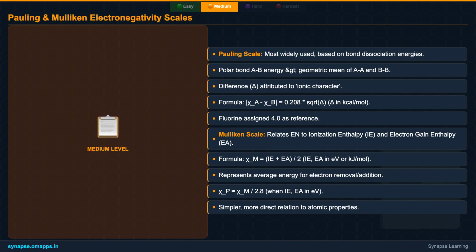Then, we have the Mulliken scale, which is simpler and more direct. Mulliken defined electronegativity as the average of an atom's ionization enthalpy and electron gain enthalpy. This makes intuitive sense. A high IE means it's hard to lose electrons, and a high EA means it readily gains them. Both contribute to electron attraction.